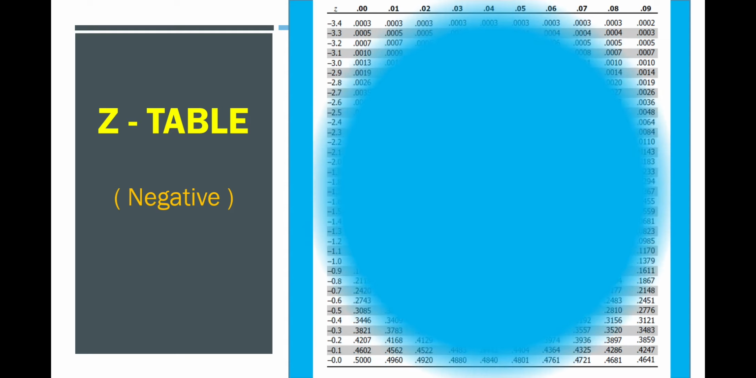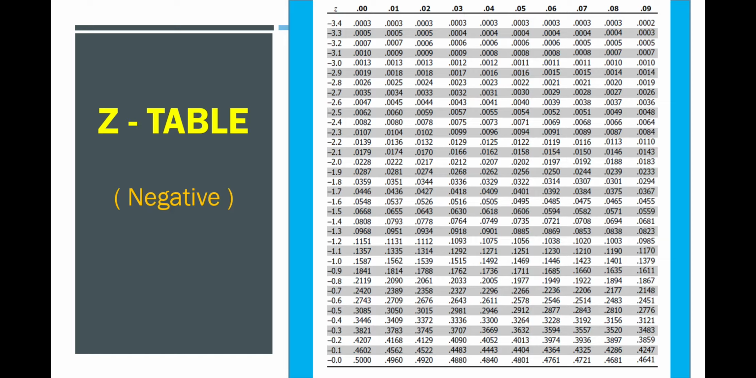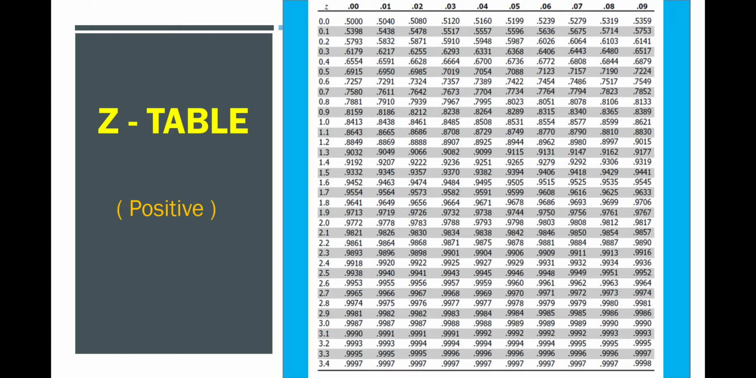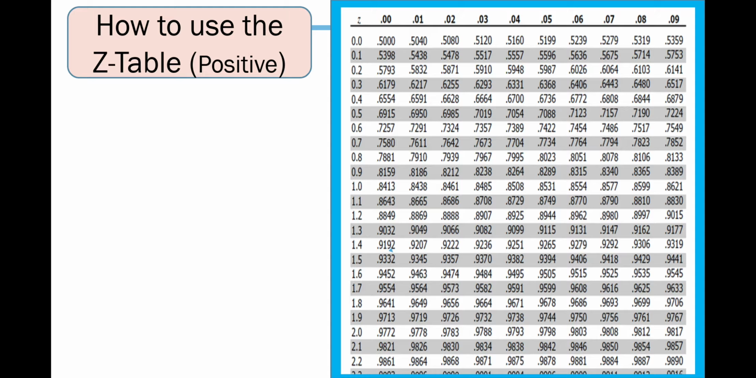So to find the probability, we're going to use the z table to find the value. We have the negative z table from negative 3.4 to 0 on the left side, and on the upper part from 0.00 to 0.09. We also have here the positive z table. On the left side, we have from 0.0 to 3.4, and the upper part from 0.00 to 0.09. So how to use the z table for the positive value of z?